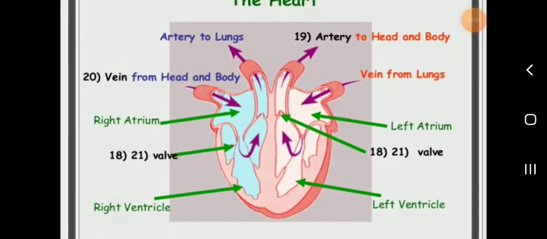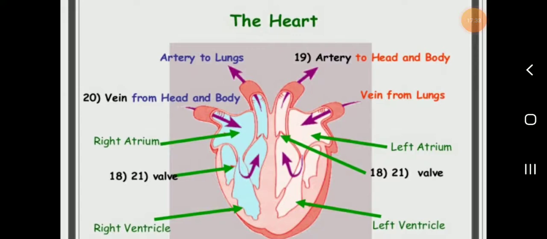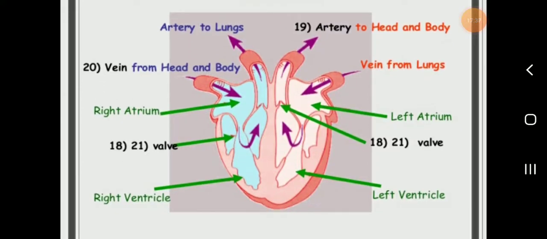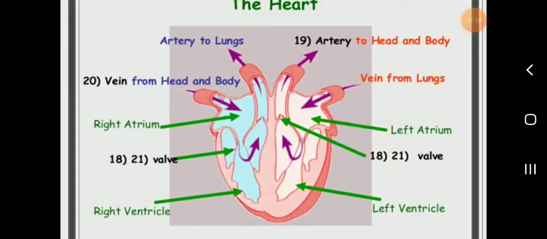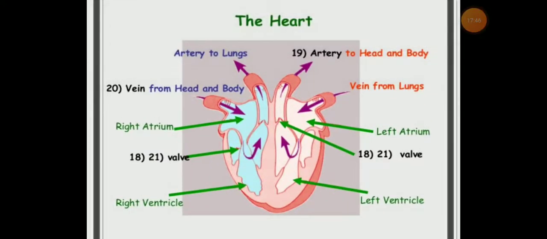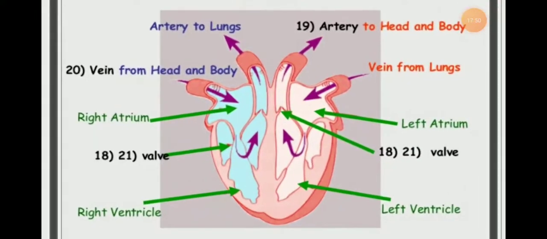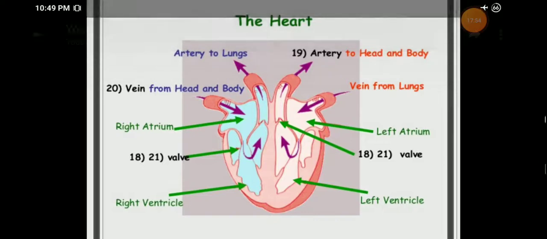Listen, the structure of the heart, students, listen all of you. Artery to the lungs, vein from the lungs, vein from head and body, right atrium, left atrium, right ventricle, left ventricle. That is the structure of the heart, students. So all of you draw and practice this diagram.